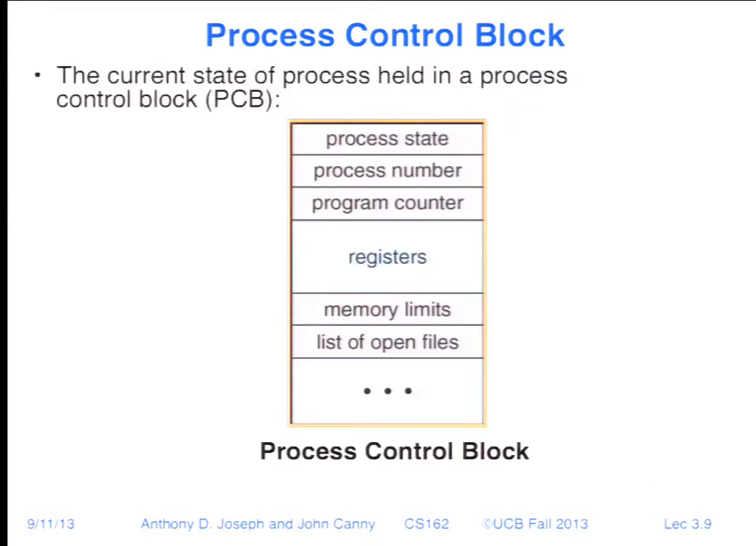And last time we introduced the process control block. That's the current state of a process, including things like the state that the process is in, whether it's ready, running, etc., a number to identify it, its program counter, the register state, memory limits, and perhaps a map location, and then a list of the I/O resources.